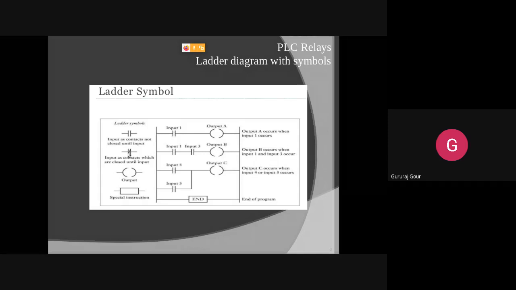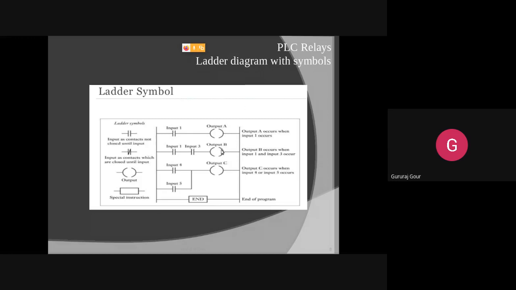Until and unless you apply the input, it is closed. When you apply the input, it is open. With this other one, when you apply the input, it is closed. Means till then it was open, and for this one till then it was closed. Initially it is open; when you apply the input, it is closed. Initially it is closed; when you apply the input, it is open. That's all. This is the output, which is the symbol we are going to use in the ladder circuitry. And this is the special instruction block we are using in the ladder diagram.